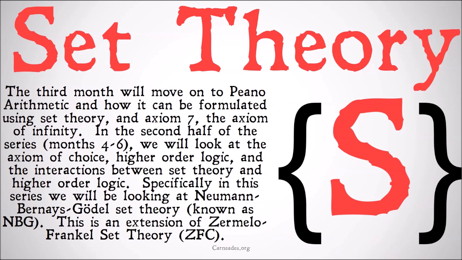Now, once we've gotten through these first 2 months, you will have a pretty strong sense of what we're talking about when we're talking about set theory. And we're going to get to start seeing what things we can build out of set theory. So in the 3rd month, in the next month, we'll move on to Peano Arithmetic and how it can be formulated using set theory, as well as Axiom 7, the axiom of infinity. In the second half of the series, months 4 through 6, we're going to look at the axiom of choice, higher order logic, and the interactions between set theory and higher order logic. Specifically in this series, we're going to be looking at what's called Von Neumann-Bernays-Gödel set class theory, also known as NBG. This is going to be an extension of Zermelo-Fraenkel set theory, sometimes known as ZFC.